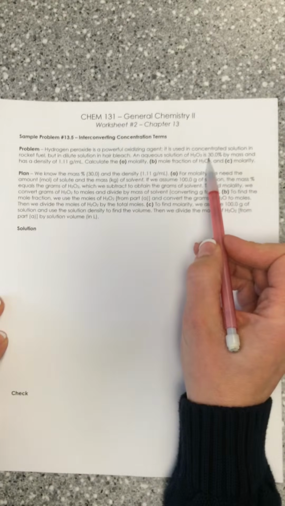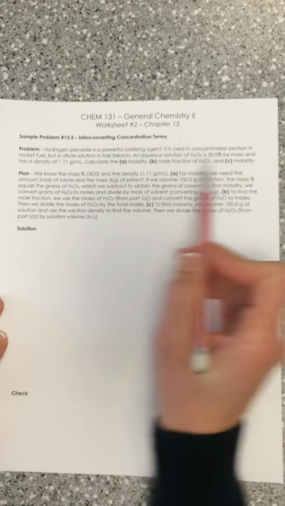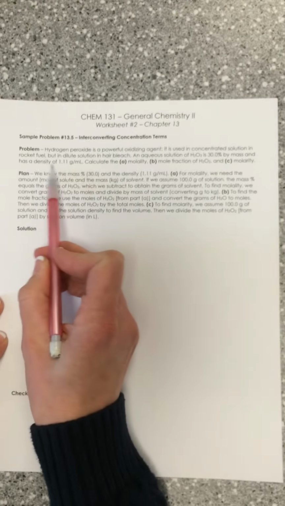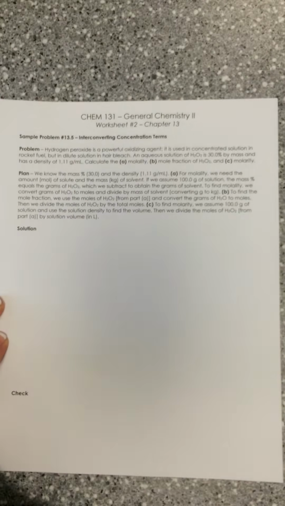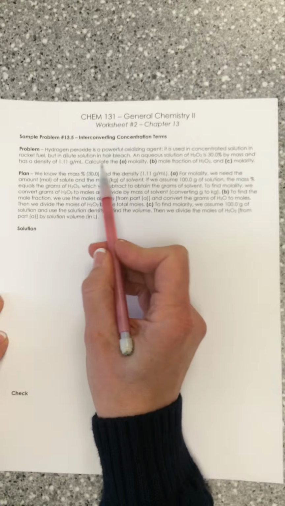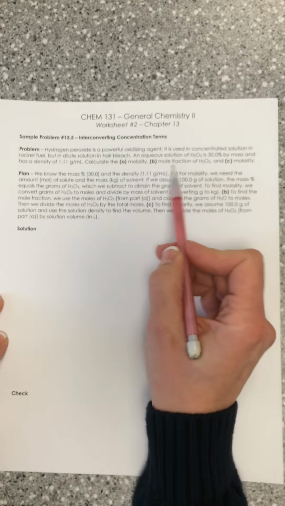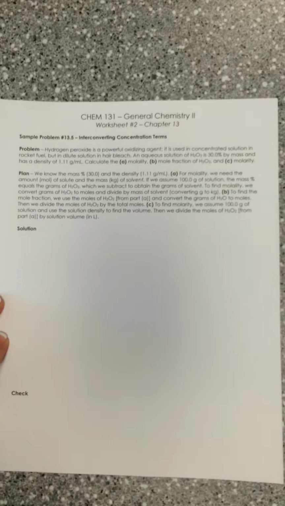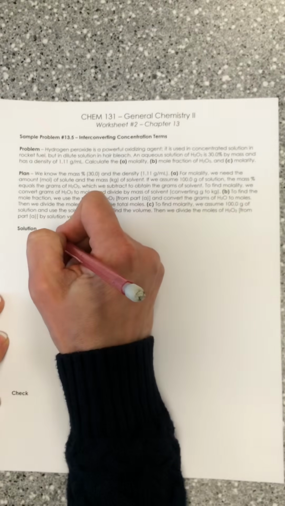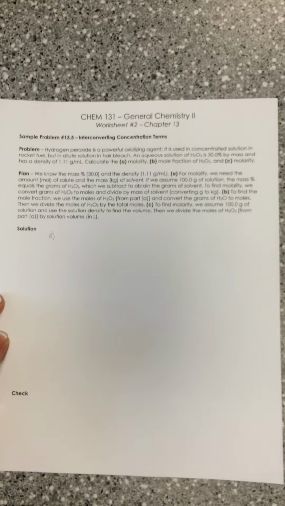So they tell us that we have a 30% by mass solution, and again, if we're going to convert into molarity, we need to know the density of the solution, so they give us the density of the solution. But they want us to calculate molality, mole fraction peroxide, and then molarity for this solution. So let's pick apart part A, and let's think about how we'd handle this problem.